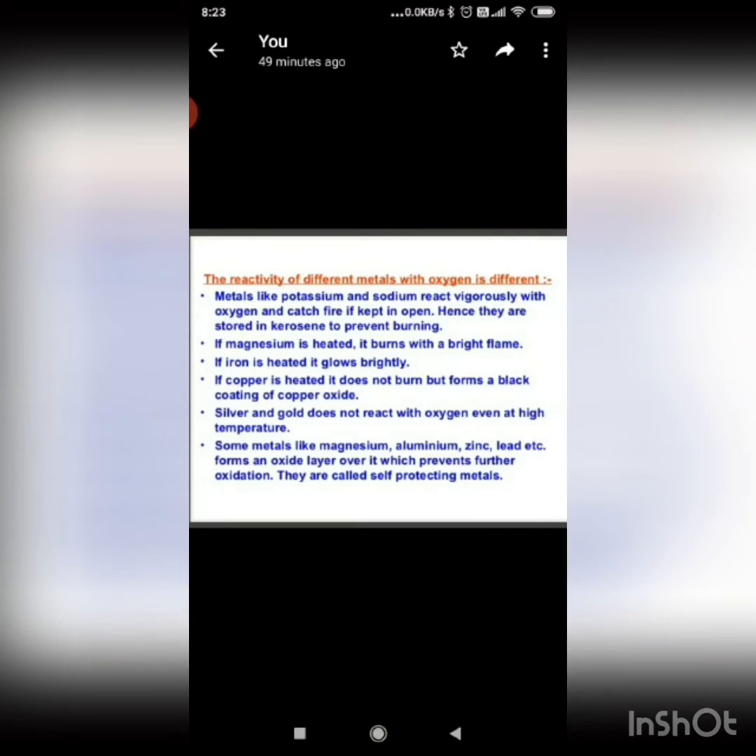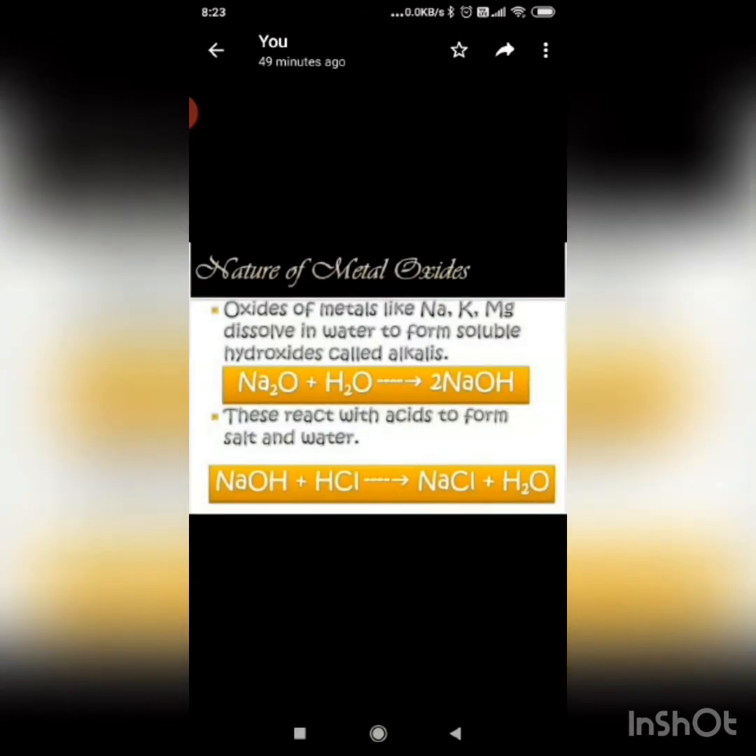Some metals like magnesium, aluminum, lead, zinc, etc. form an oxide layer over them which prevents further oxidation, and they are known as self-protecting metals. So what is the nature of metallic oxide? Oxides of metals like sodium, potassium, magnesium dissolve in water to form soluble hydroxides called alkalis. These react with acid to form salts and water.